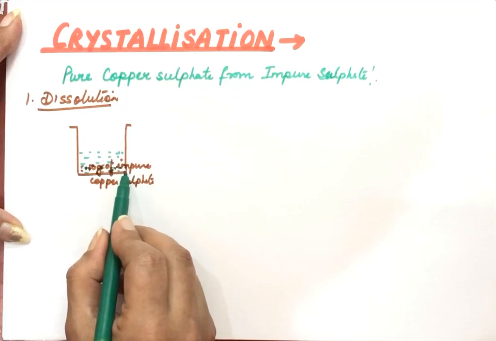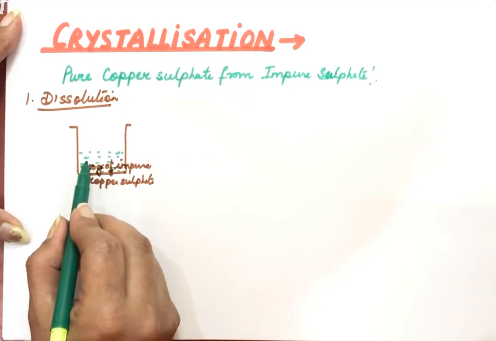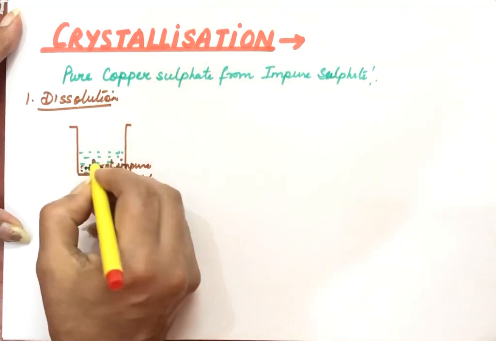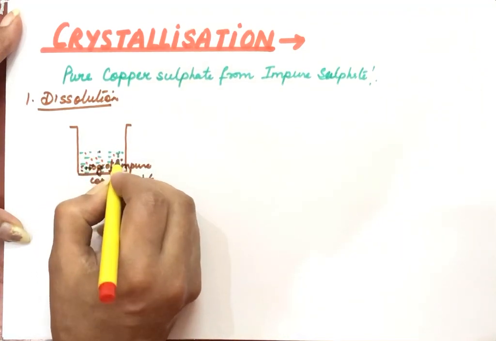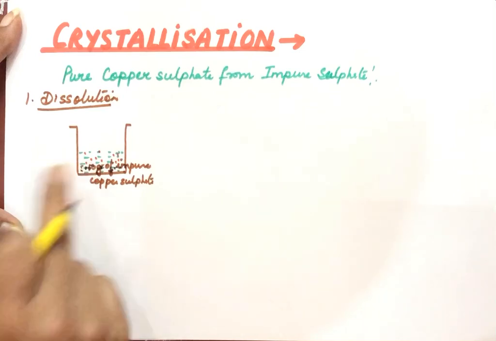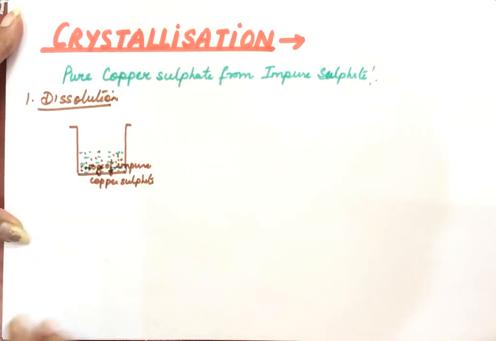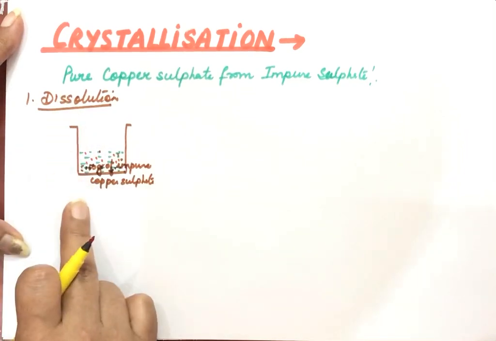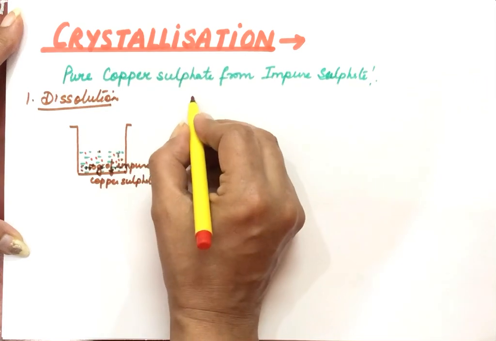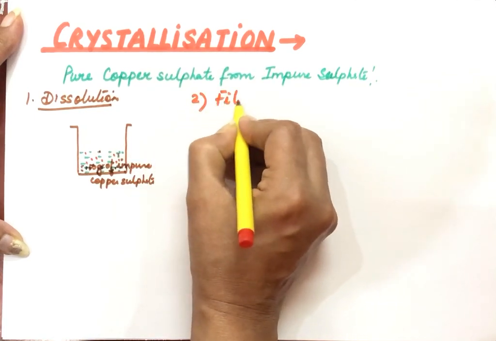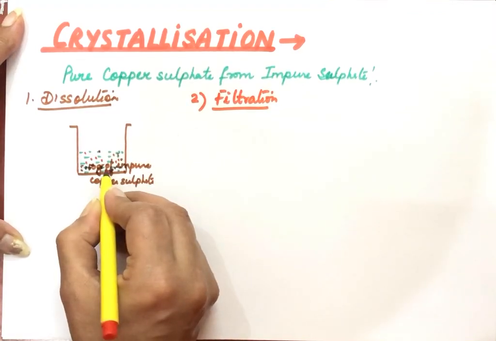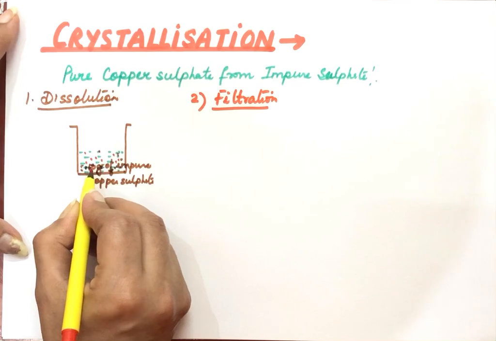Now, some of the impurities in impure copper sulfate are soluble in water, and some are insoluble. The insoluble impurities will remain suspended in this. These I'm drawing with red color, these are insoluble impurities. First we remove the insoluble impurities, and then we'll come to how we can remove the soluble impurities from this solution. After dissolution, the second step is filtration. This solution we have to filter to remove all these insoluble suspended impurities.